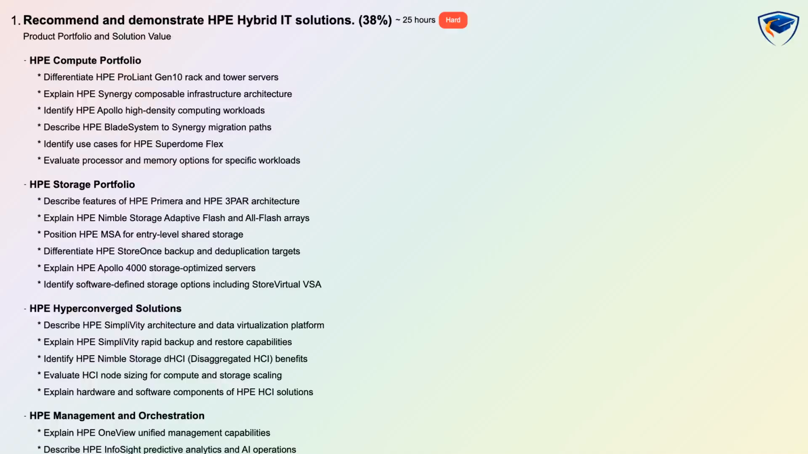The syllabus covers HPE storage including Primera, 3PAR, Nimble adaptive flash arrays, MSA entry-level storage and StoreOnce backup targets, plus software-defined storage options. You will also master HPE hyperconverged solutions like SimpliVity and Nimble dHCI, and HPE management and orchestration tools such as OneView, InfoSight, iLO 5, licensing differences and GreenLake consumption models.